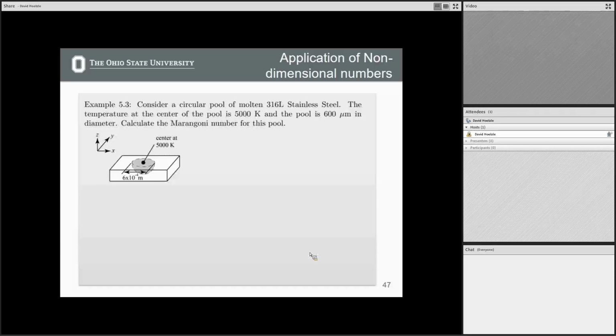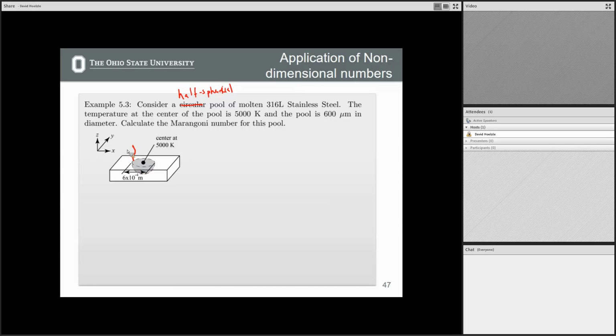So this would be: consider a circular pool of molten metal, 316L stainless steel. Maybe I should say this is a half sphere. It's not a circle. Half spherical pool of molten metal. So we know this is not perfectly half spherical. It's some different shape, but let's just do this for the sake of argument. The center of the melt pool is 5,000 K. This is the molten metal, so we know that the edge here has to be the transition between liquidus to solidus, right? So the edge, given the material properties, we know what this temperature is.